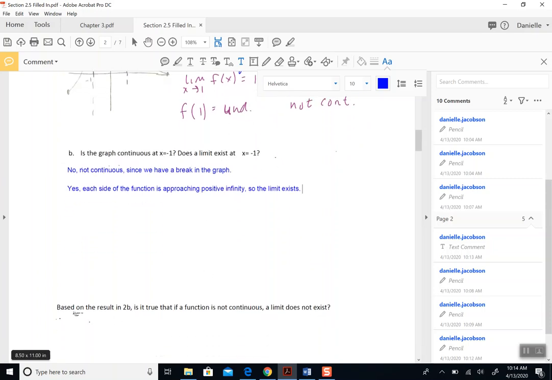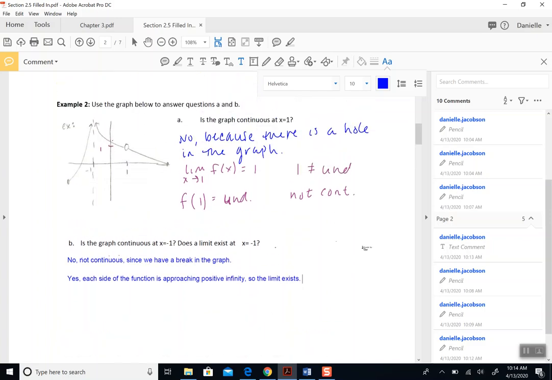Okay, so we can actually follow up with really parts A and B in this question. Okay, so following up, based on the results above, we'll say both. Is it true that if a function is not continuous, a limit does not exist? Okay, well, let's look at part A. We saw that the function was not continuous at 1 because there's a hole at 1. However, we saw that the limit did exist at 1, and that's because when we approached x equals 1 from each side, they went to the same y value, y equals 1, therefore the limit existed.